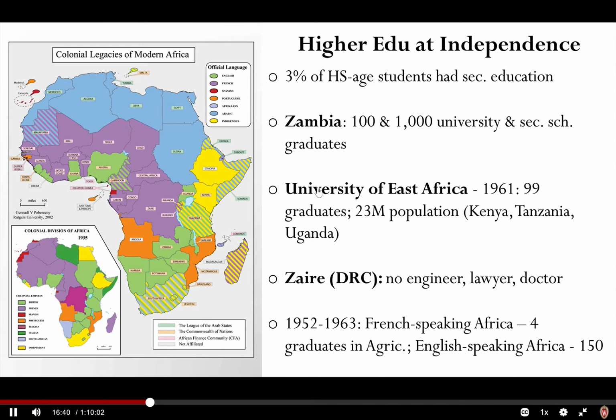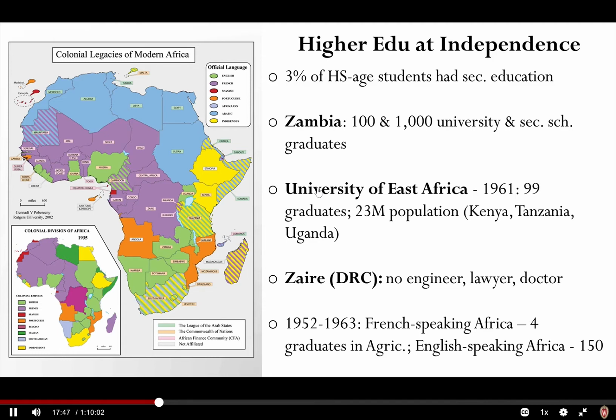This setup is responsible for what we see, or the state of higher education at independence. So when the colonial era is coming to a close in African countries, we see the legacies of colonialism in the education sector. I have a couple of statistics here. I do want to point out that, as with any statistics, you want to take them with a grain of salt. But I'm using these statistics because they give us a very good idea of what the state of higher education was at independence. 3% of high school age students had secondary education. So only 3% had gained secondary education. In Zambia, there were only 100 university graduates when the country gained independence, and there were 1,000 secondary school students who had gone through the system.